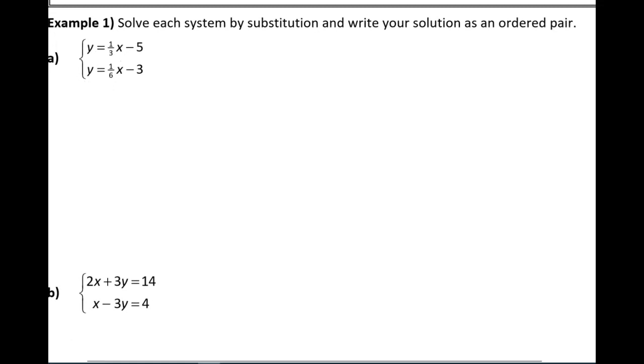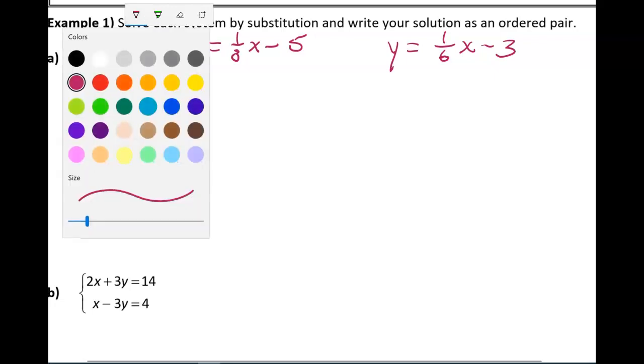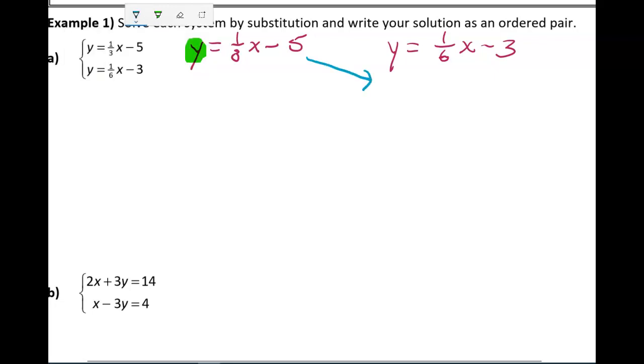Okay, so we have two equations. I'm going to encourage you to use what I call the two-column approach to this. So y equals 1/3 x minus 5 and y equals 1/6 x minus 3. We want to pick one of the equations to solve for one of the variables. Well, the good news is both equations are solved for y. So I'm just going to pick this one. And then we're going to take that equation and replace the y in that equation with 1/3 x minus 5, since y is equal to 1/3 x minus 5.